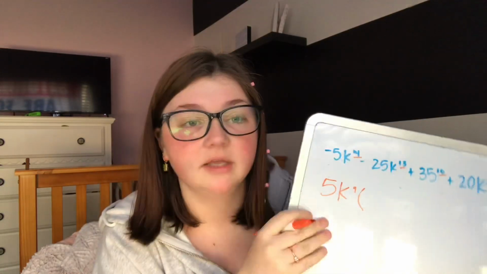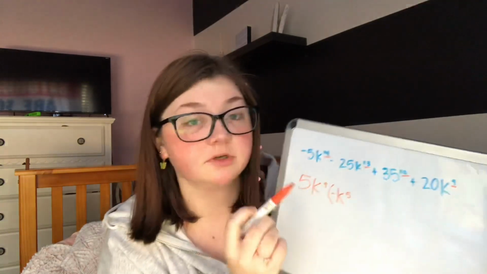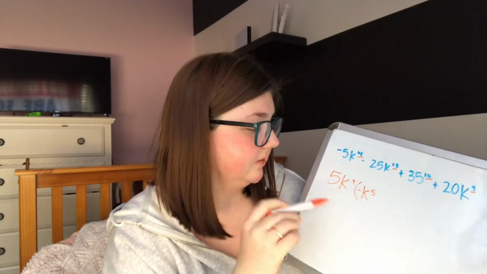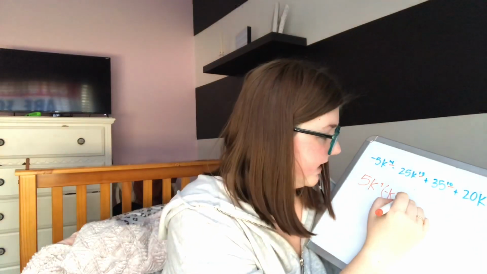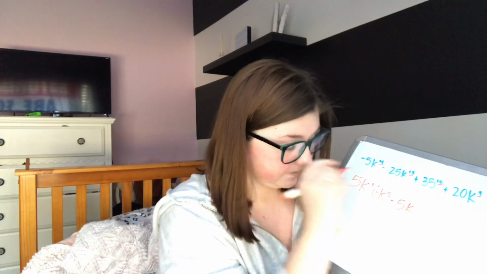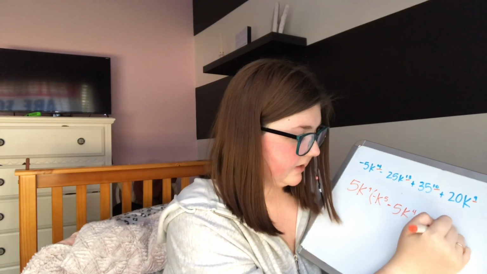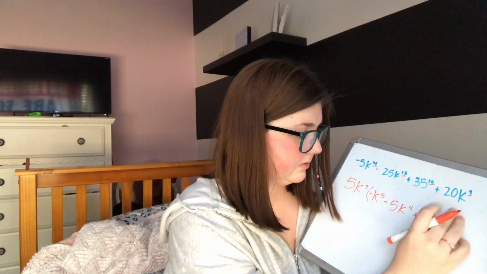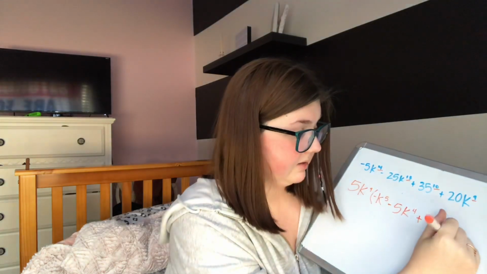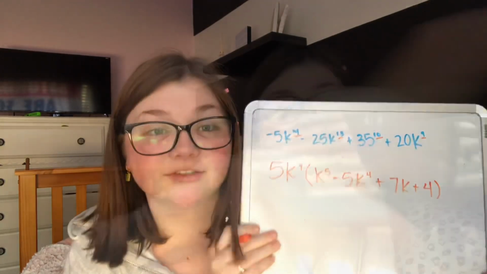So when you divide 5k^9 into negative 5k^14, you're going to get negative k^5. Because remember, you're supposed to subtract the exponents to get your answer. And then 25 divided by 5 is 5k^4 plus 7k^4. And that is your answer.